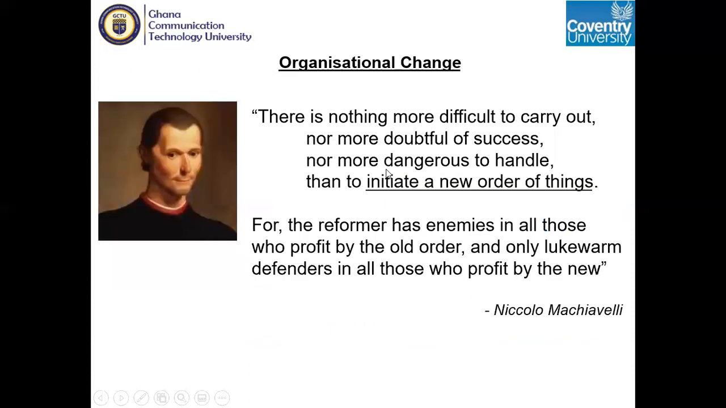Then there's another quotation from Machiavelli. Some of you who might have done some literature or other things would have come across Niccolo Machiavelli. He published a book called The Prince, which most politicians use. So when we talk about Machiavellianism, it's some strategies you use to keep staying in power. So all these leaders who stay in power for long, they practice Machiavellianism.